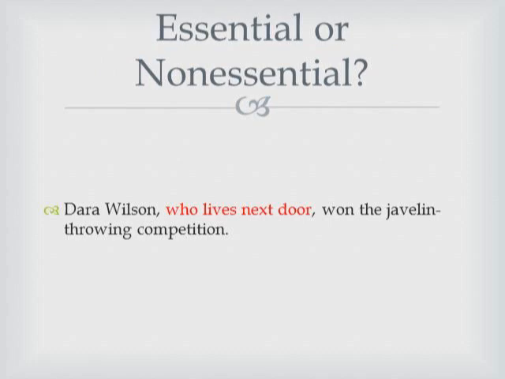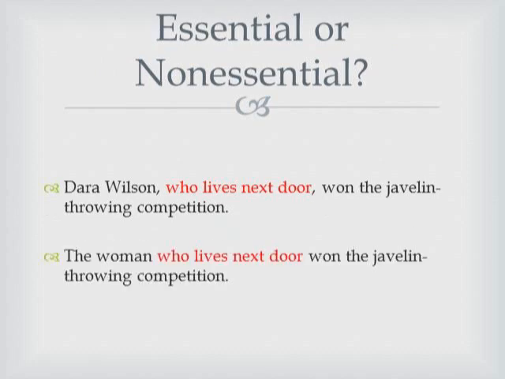Here's an example. Daryl Wilson, who lives next door, won the javelin throwing competition. Who lives next door would be set off by commas because we don't need it to tell us who Daryl Wilson is or who won the javelin throwing competition. The fact that she lives next door is not essential information. It's interesting and can certainly be there, but it's not essential, so we put commas around it.